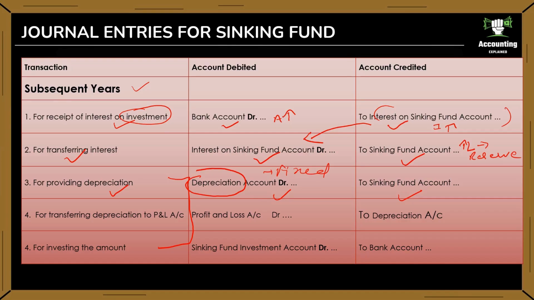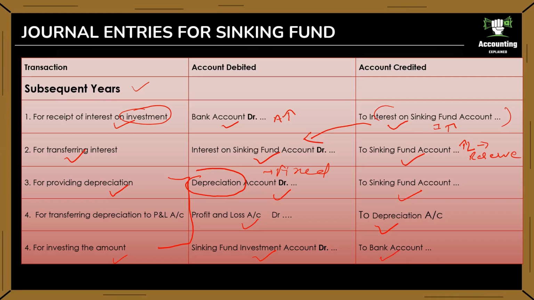Throughout the life of the asset, only a fixed amount will be calculated, but that fixed amount will be calculated using the sinking fund table. That we have to calculate. Okay. Again, for transferring to the P&L account debit to depreciation account. For investing the amount, sinking fund investment account debit to bank account.